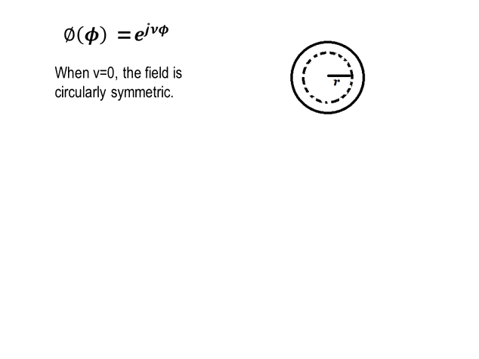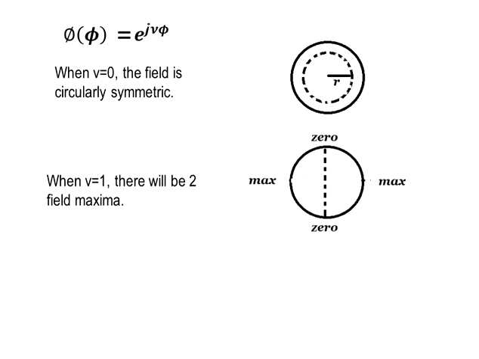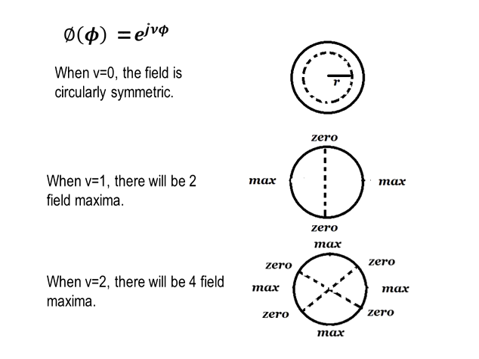Now V equal to 1 corresponds to 2 maxima around the circumference of the circle. That is, first maxima, then 0, then maxima, and then 0. So this is the significance of V. It gives the number of maxima around the circumference of the fiber core. Then V equal to 2, there will be 4 field maxima. So the pattern will look like this: maxima, 0, maxima, 0, maxima, 0, maxima, 0.